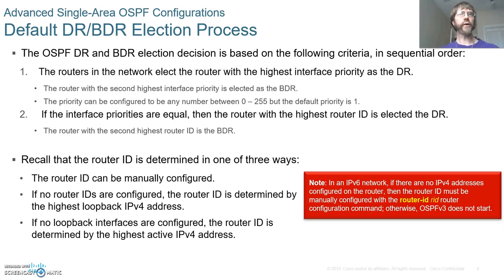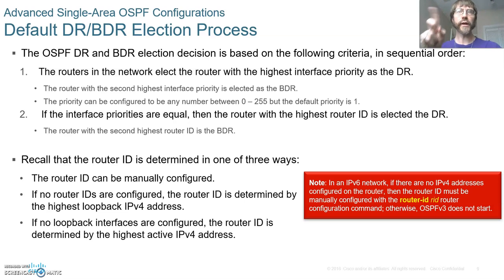The highest priority wins the election. The second highest priority becomes the backup designated router. The default priority value is 1. A priority value of 255 will always win the election. The priority value of 0 will never really compete. Like a candidate who always runs for office and never wins.